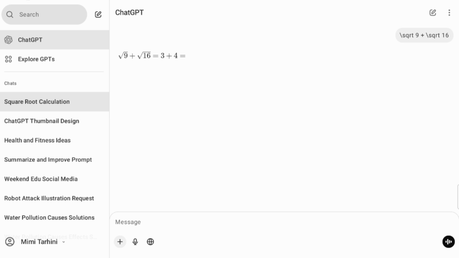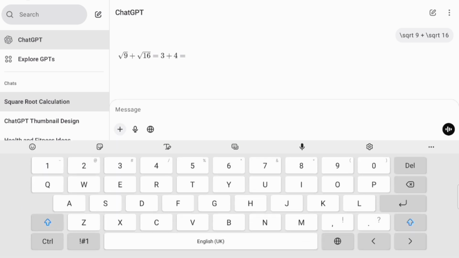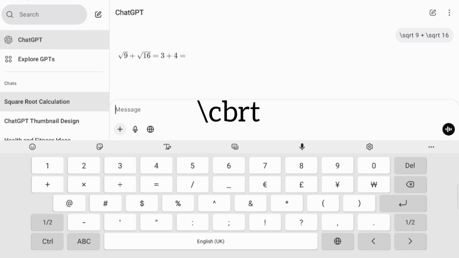Okay, 3 plus 4 equals what? ChatGPT forgot to write the answer. Okay, never mind. And now let's try a new formula for the cubic root.